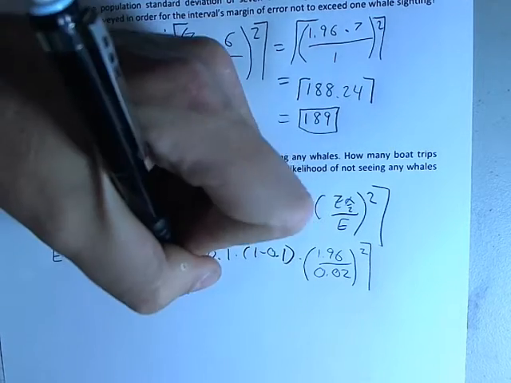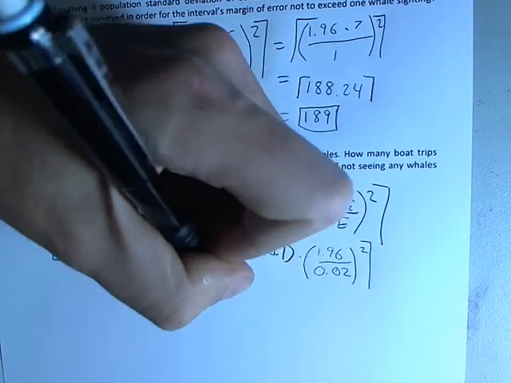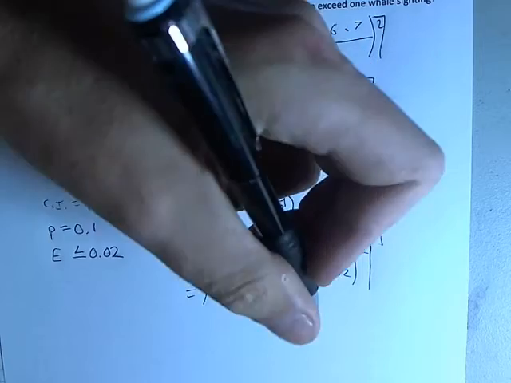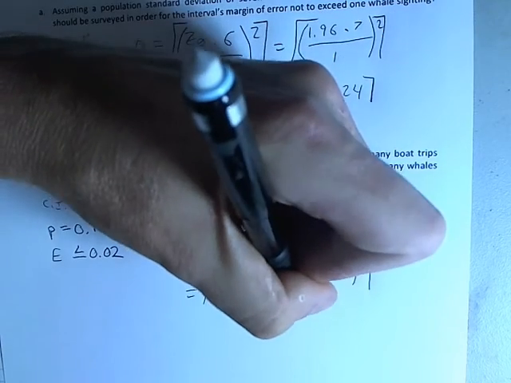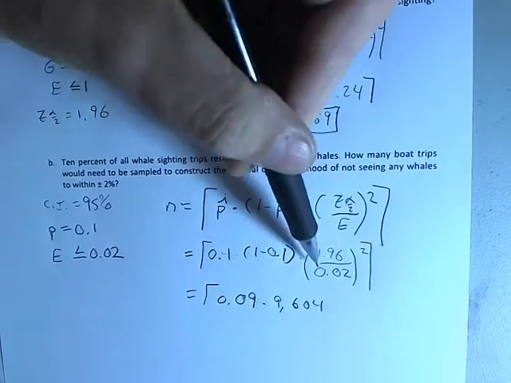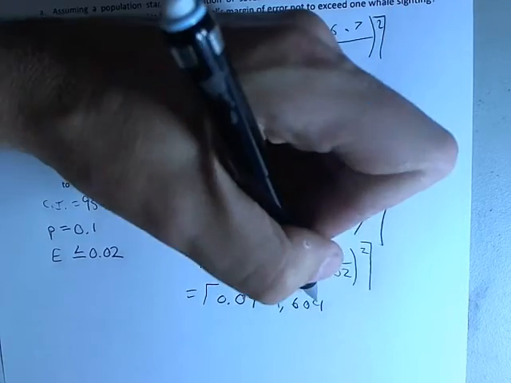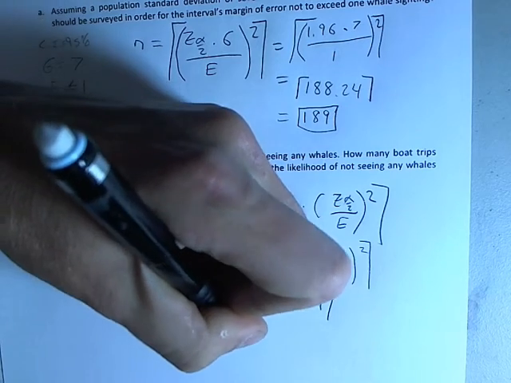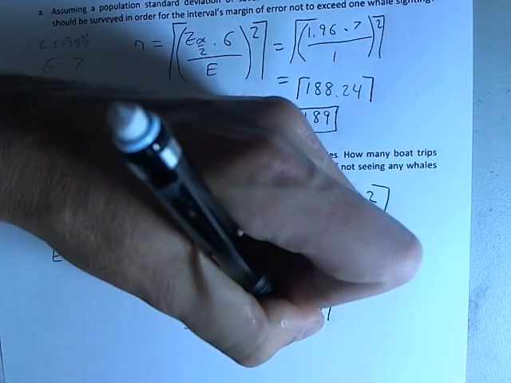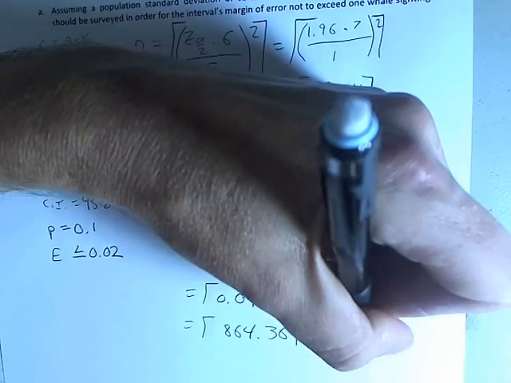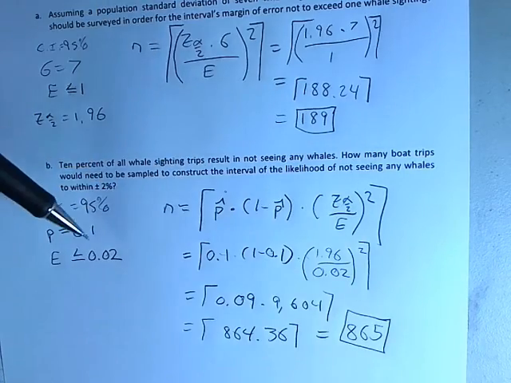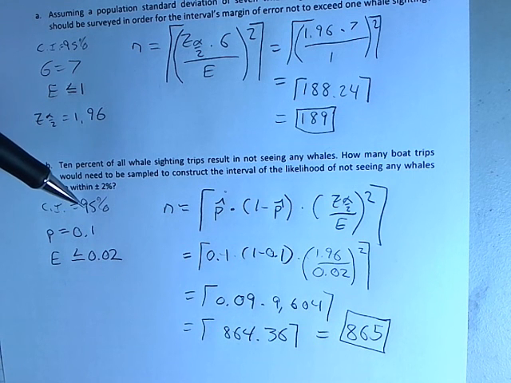So here we're looking at 0.09, the result of multiplying these two values, multiplied by 9,604, the result of this computation. And the ceiling of that, so that tells us that we want the ceiling of 864.36, or a sample size of no less than 865 will result in our margin of error for this 95% confidence interval being no more than 2%.